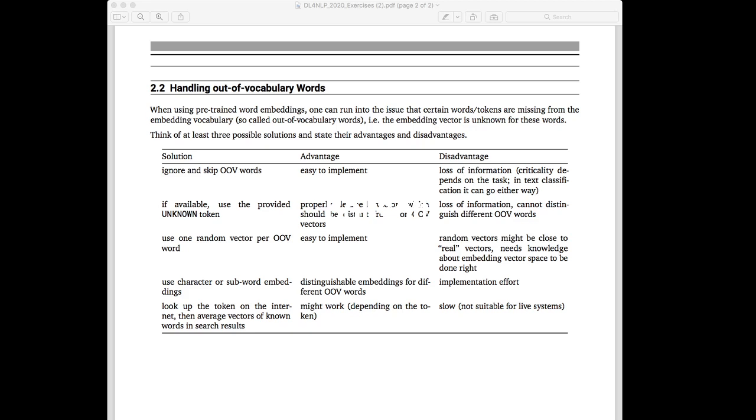Next is looking up the token on the internet and averaging the vectors. This might work because we can find some synonyms from the internet, and some of them can be found in the embedding vocabulary. Then we average them to obtain the final embedding for the token missing from the vocabulary. Okay, I think that's all for this exercise.